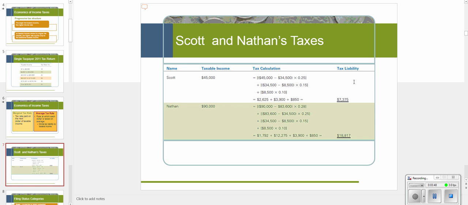So if you look at an example of this, you see that Scott and Nathan's taxes are this, okay? Scott makes $45,000 a year. If we were trying to figure out his tax liability, his federal income tax liability. No, we're not talking about Social Security or Medicare. If you look on your pay stubs, you'll see.